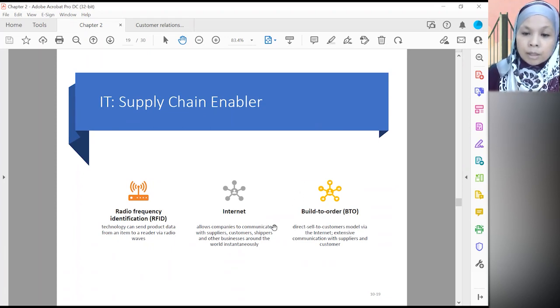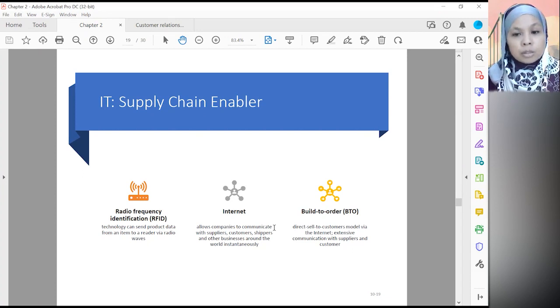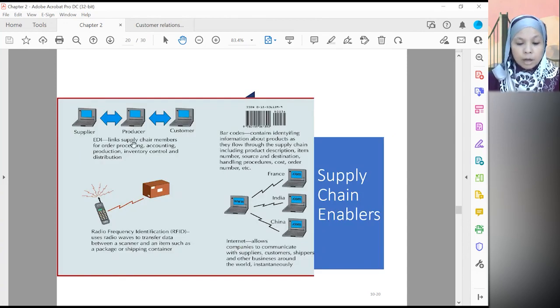So meaning this one. With this, you intend to produce things without wastage, meaning that you produce things according to what are being ordered. Okay, but again, this requires a very good internet, and a good model of communication between supplier and customer. Okay, so this is how EDI works. It links supply chain members.